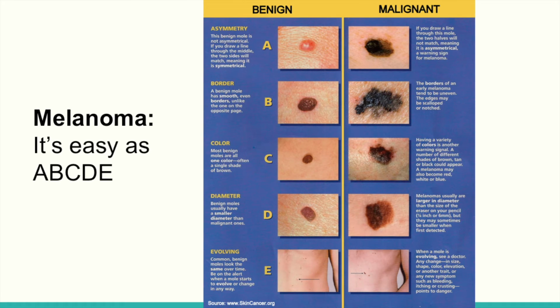Primarily, what you're going to be concerned about would probably be the A, B's, and C's, because you're going to notice if there's a mole that has asymmetry, the border is inconsistent, and the color is varied throughout the lesion.